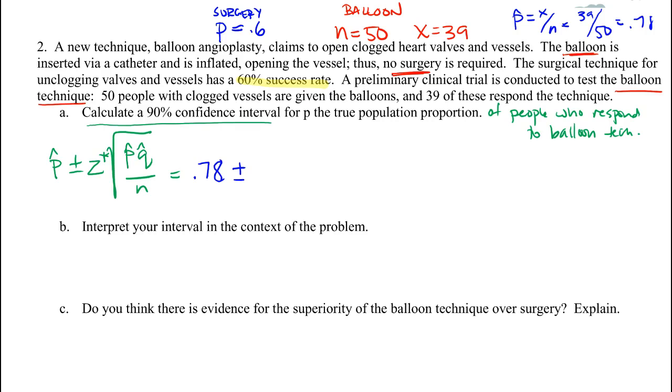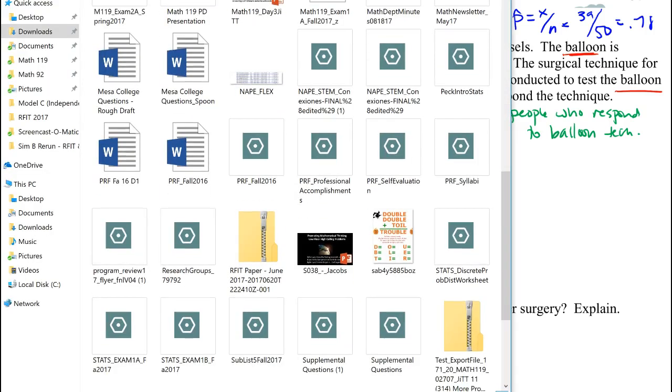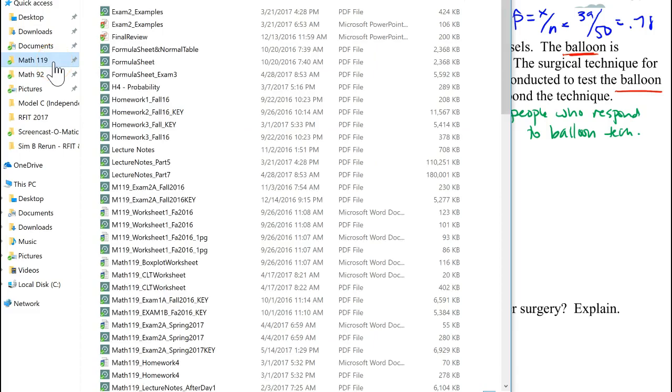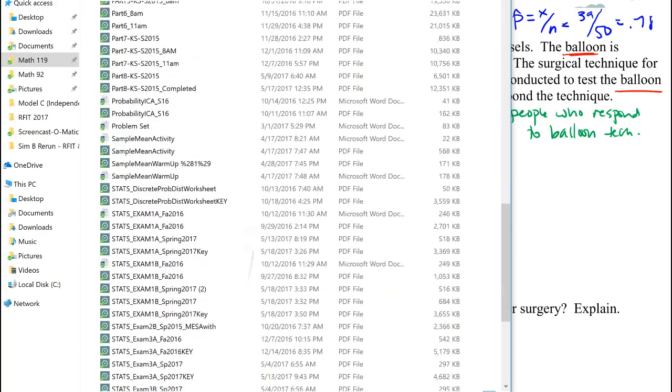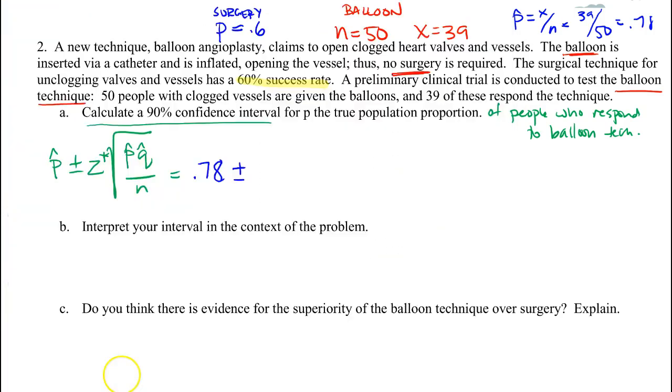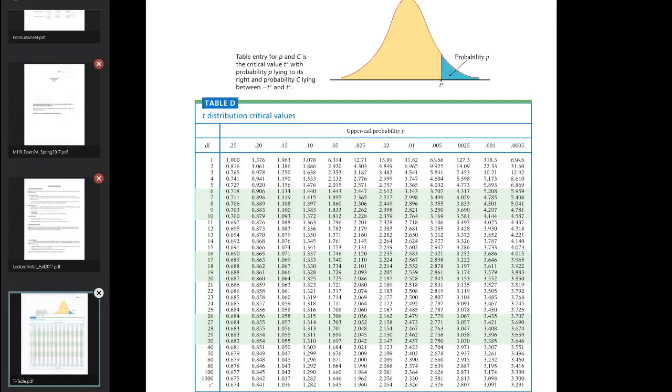I have not done anything good about making sure I have that so that I don't have to, don't know if I have my formula sheet somewhere. Sorry, I'm looking now. Formula sheet. No, I don't need, I need the T-table. T-table, yes. Yeah, open it. Living on the edge here, opening too many documents.